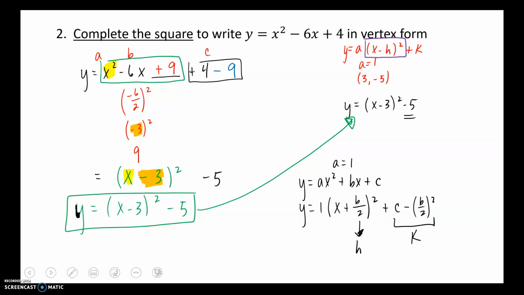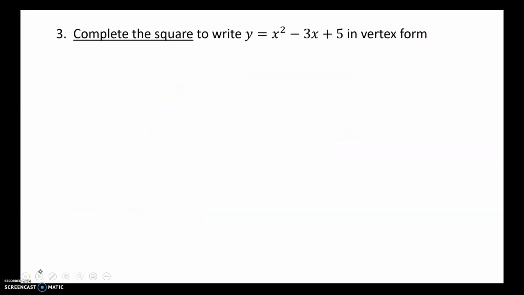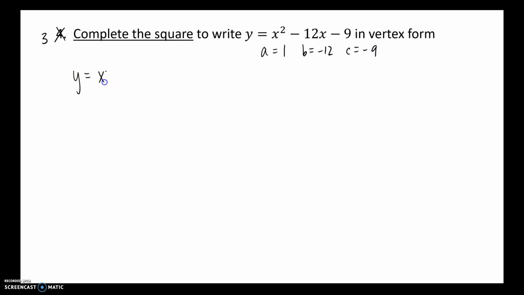So let's look at another example. Complete the square to write this in vertex form. I'm actually going to move number 4 to be number 3. Okay, so a equals 1, b equals negative 12, c equals negative 9. But I want you to practice completing the square. So first thing I do, I keep my x's together. I put my minus 9 separately.